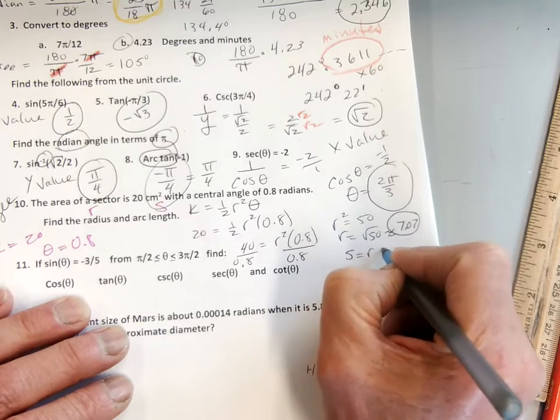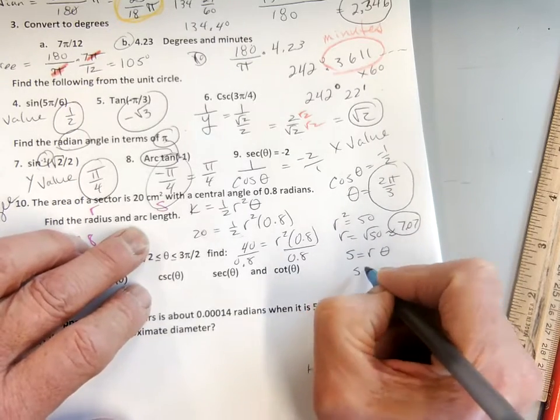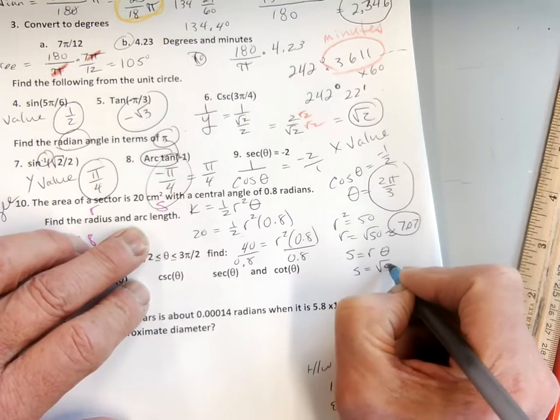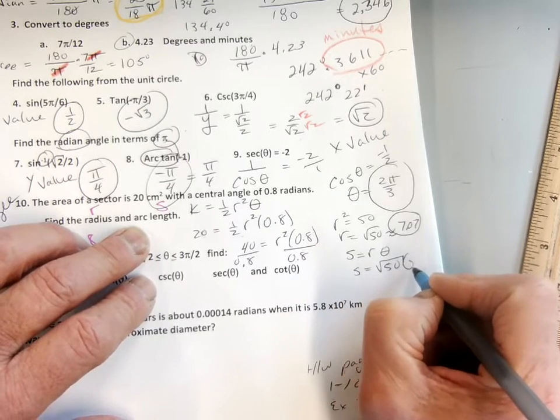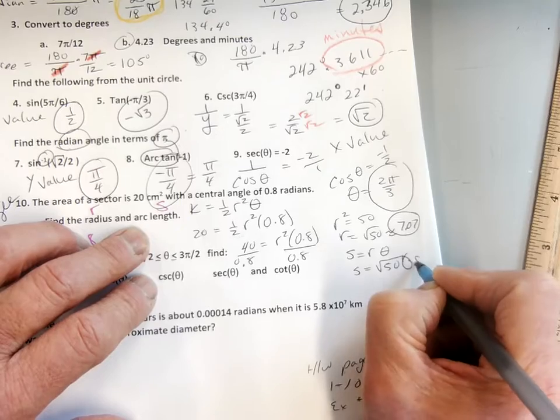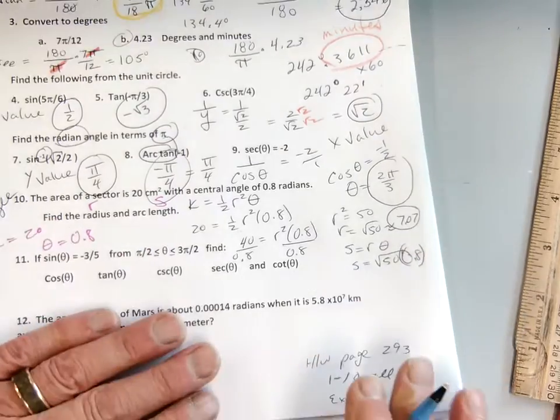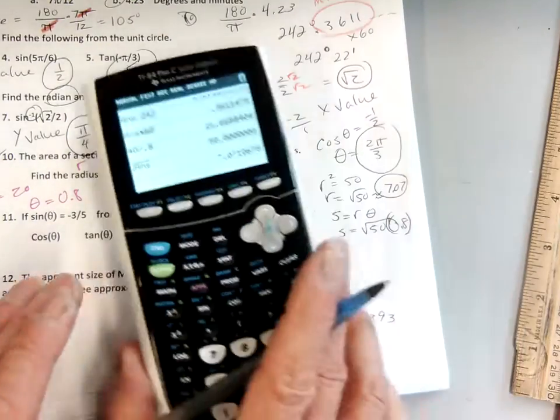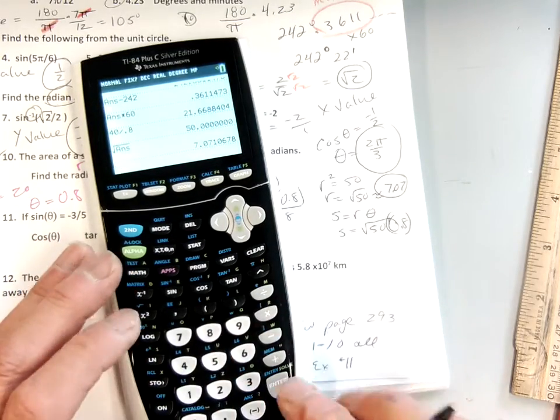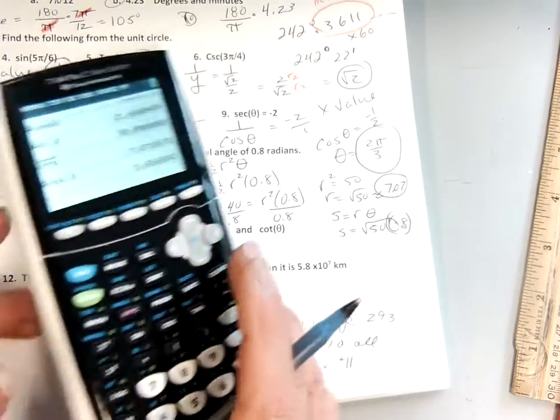S equals R theta. S equals the square root of 50 times 0.8. Sorry, it's so sloppy. There we go. Use my calculator. Let's multiply that times 0.8, and I get an answer of about 5.65 is the arc length.